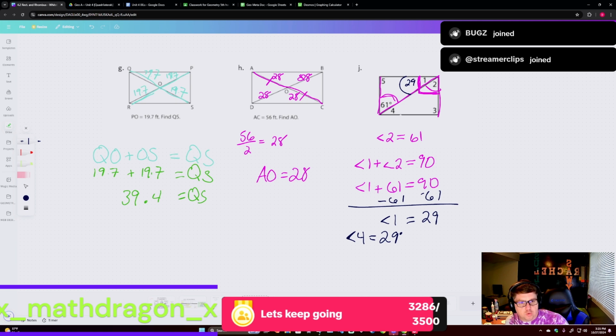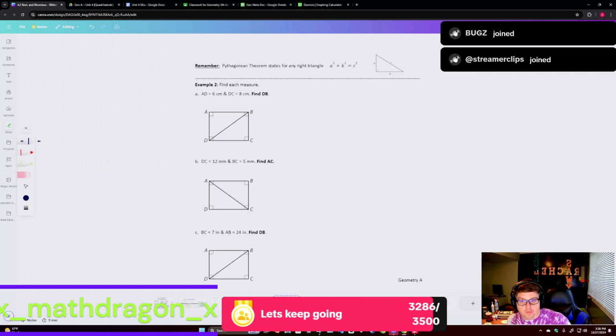Then if I do the U shape, or I understand what figure I have, angle 5 equals angle 3 equals 90 degrees. Because remember, you have to have 4 right angles in a rectangle. And that's what these example problems are focused on, the fact that we have rectangles. So find each measure. Now, if I know AD is 6, I know DC is 8, so I know AB is 8.